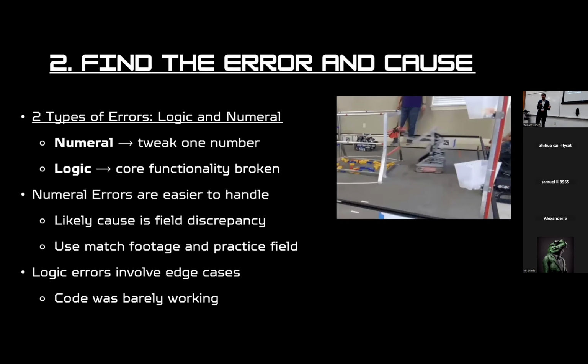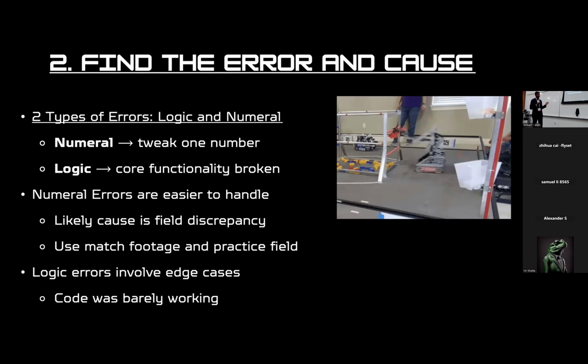And then the second step is to find exactly what the error is. So not what happened, but why it happened. There are two types of problems, and it's pretty self-explanatory. One is numeral. They're both logic errors, but numeral is basically when you have one number that's wrong, like the amount of inches you go or an encoder value. Numeral values usually happen due to field differences and miscalibration, and you can use the match footage and practice field to solve for those.